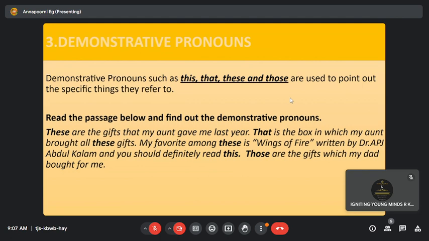Similarly, these are the books. If I tell like that, these is plural, but still it is near to me. So this and these are nearer. These are the books that I have. So these is again nearer to me. Those are the books that I read. So those shows the far location. So this and these show the nearer ones. That and those show the far ones. You can also note that.